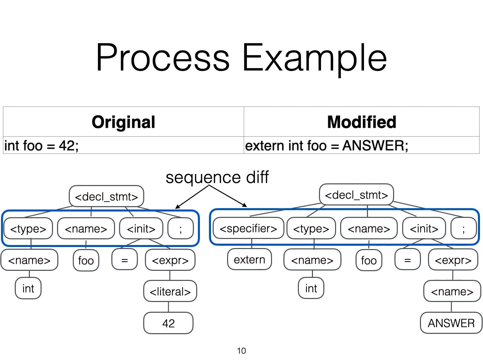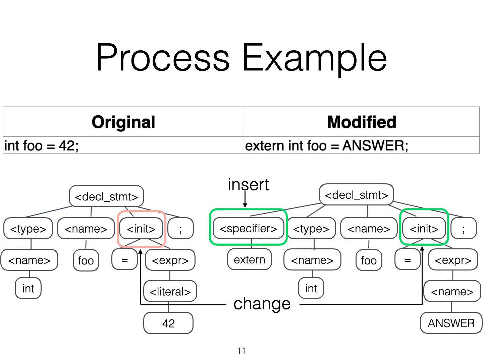The results of applying a sequence differencing algorithm are shown here. Red means delete and green means insert. The specifier only exists in the modified tree, and there are no deletes in the same location, so the algorithm identifies it as inserted. The init is marked both deleted and inserted. As this is in the same spot, it is a change and we need to analyze it further.